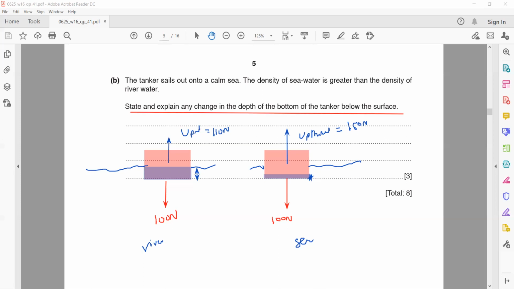Or you can also use the concept of pressure. Pressure is equal to density times gravity times depth. So to create the same pressure, if the density is higher, the depth should be smaller.